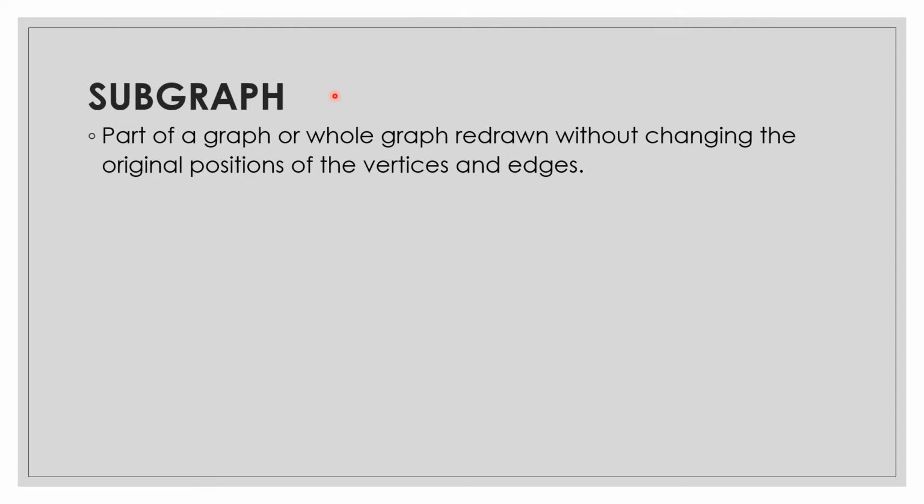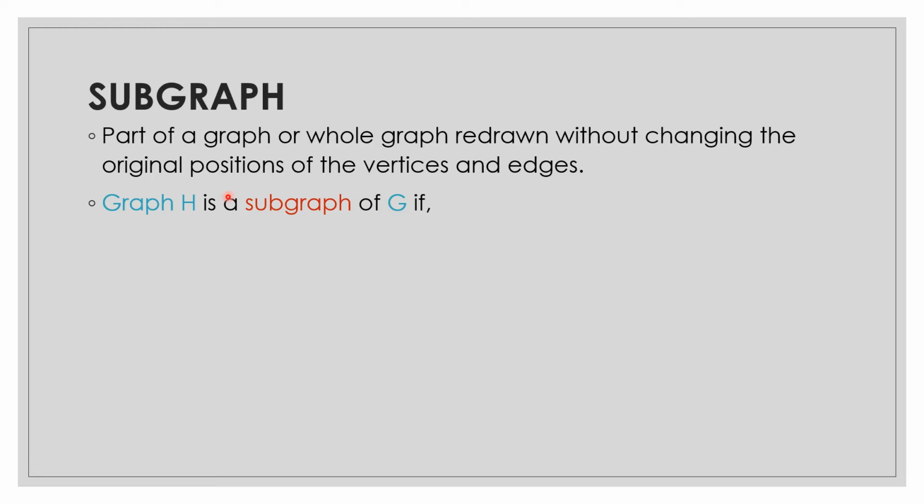A subgraph is just a part of a graph, or the whole graph redrawn. This is drawn again, okay? Just a part of the graph or all the graph redrawn without changing the original positions of the vertices and edges. So graph H is a subgraph of G.